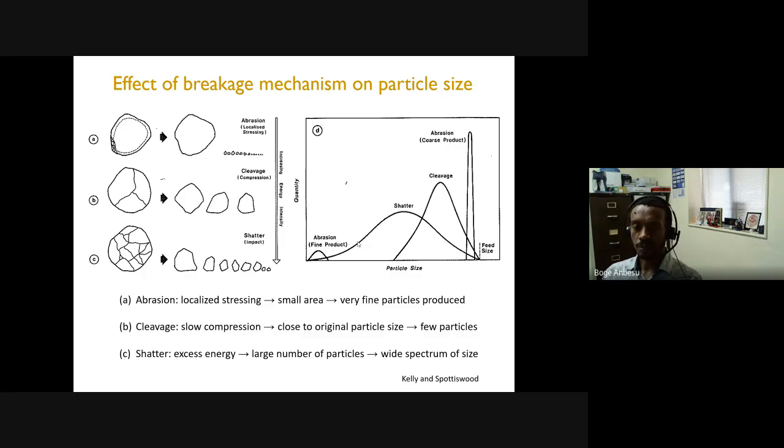So if I wanted to produce lots of fine particles, I go with abrasion, like a ball mill. If I wanted to produce only a few particles from the original, I apply cleavage. If I wanted to produce a very wide size range, small, medium, and large rocks, I then apply shatter or impact force.